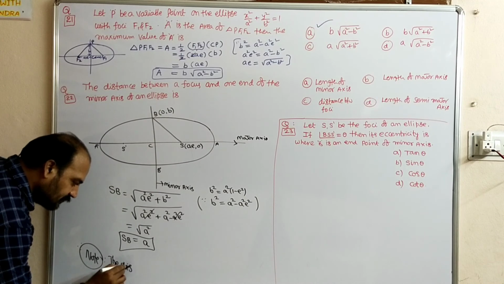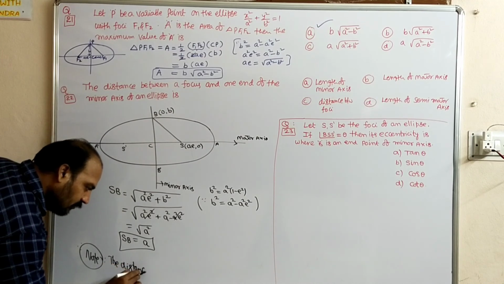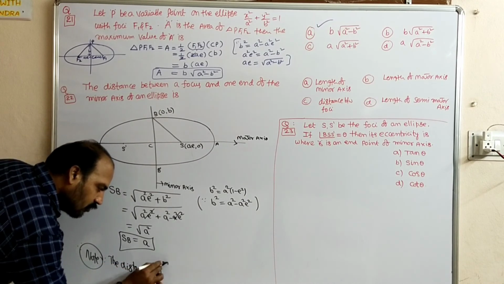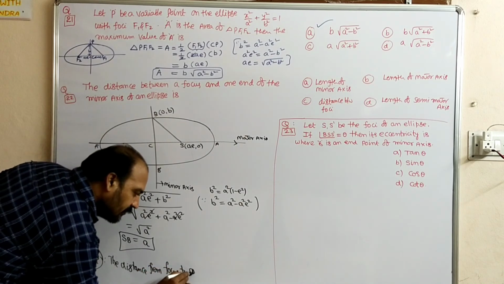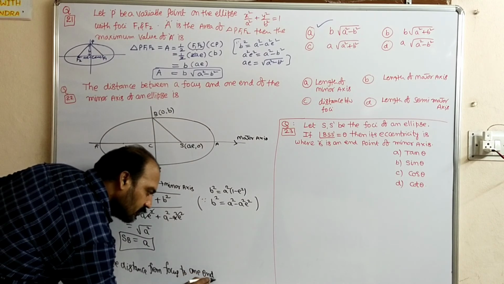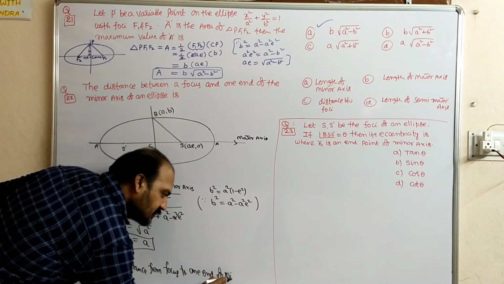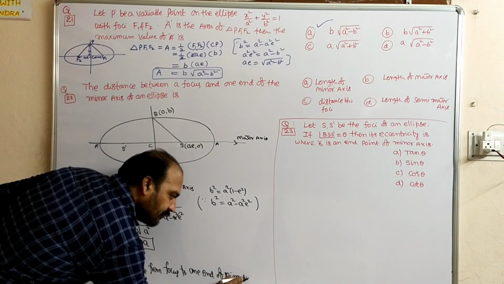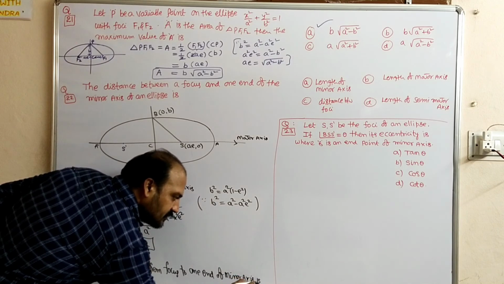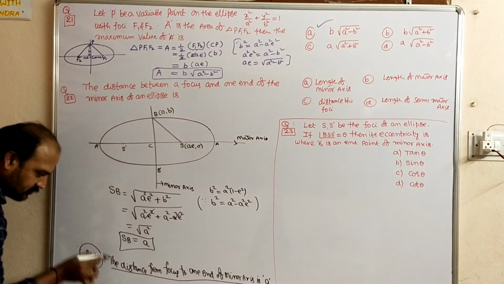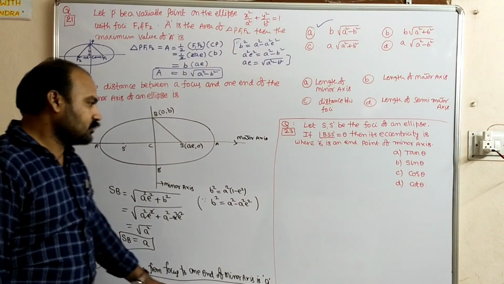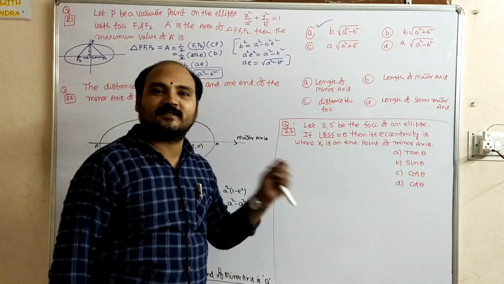The distance from a focus to one end of the minor axis is A units. You remember this, it will help in the next case.